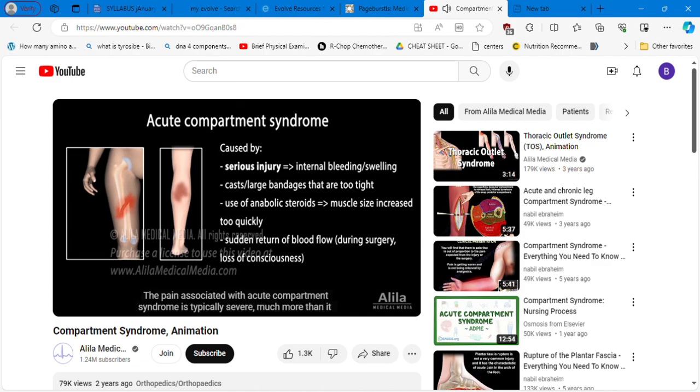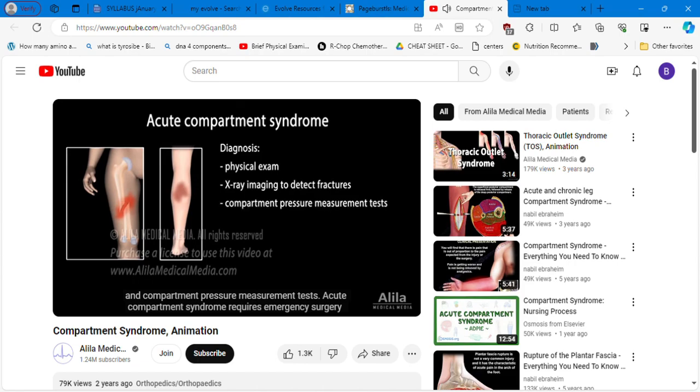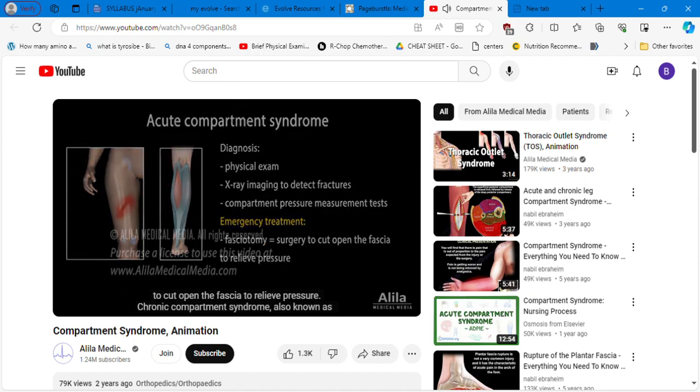The pain associated with acute compartment syndrome is typically severe, much more than is expected from the injury alone. Diagnosis is by physical exam, X-ray imaging to detect fractures, and compartment pressure measurement tests. Acute compartment syndrome requires emergency surgery to cut open the fascia to relieve pressure.